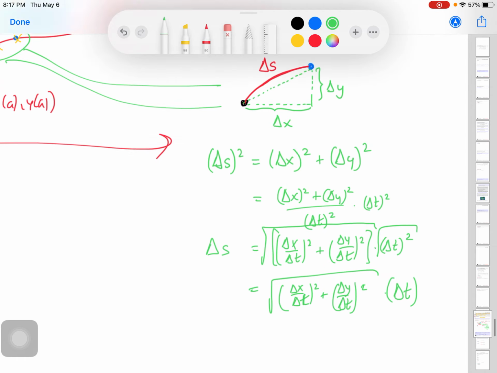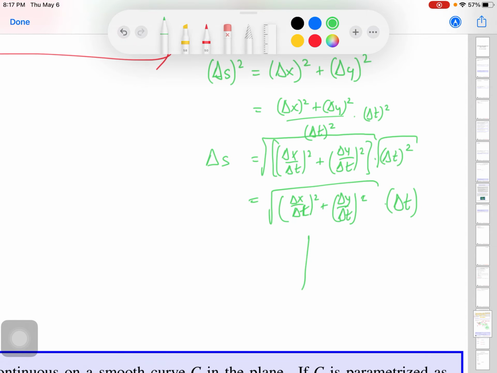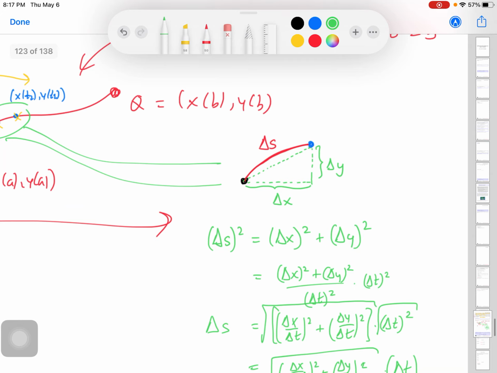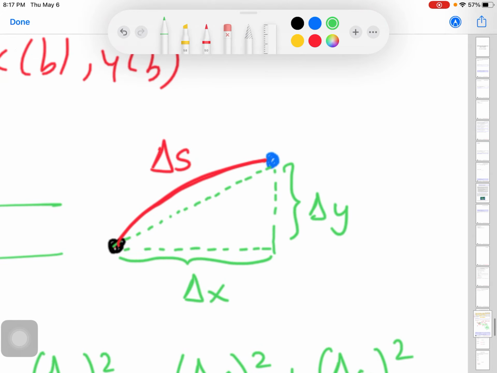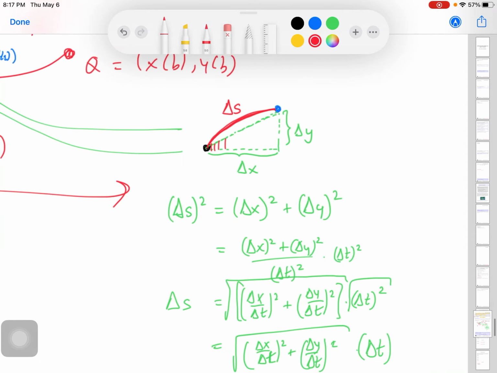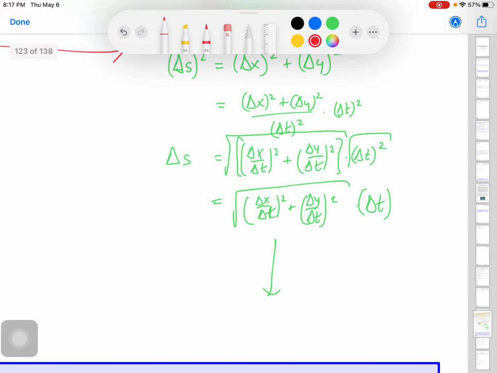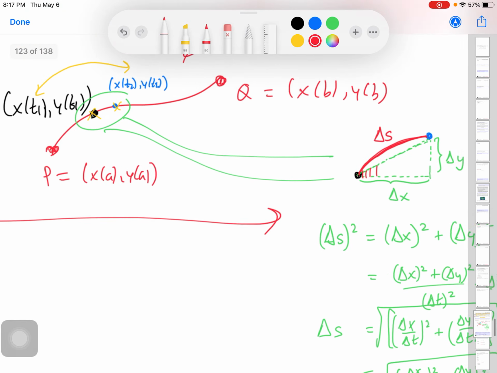You can see that even in the picture, this length is not a very good approximation to the change in arc length between the two points. But you can convince yourself that as delta t gets smaller and smaller, I get a better and better approximation. So in the limit as delta t goes to 0, this is said another way.